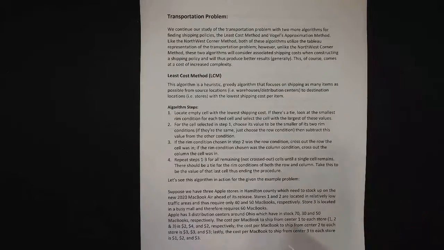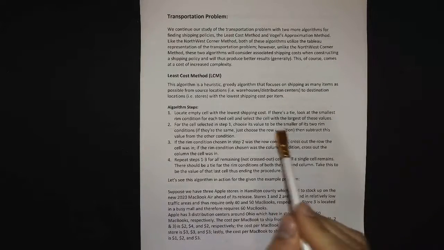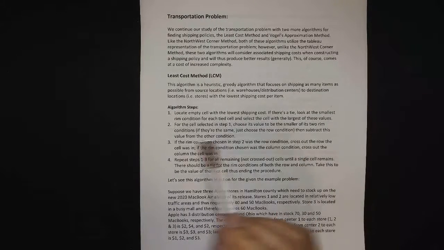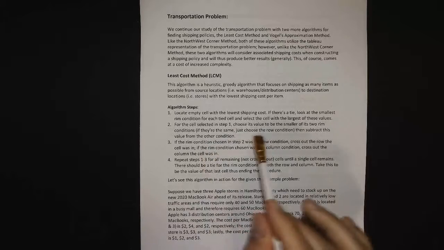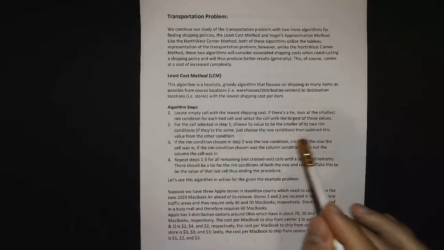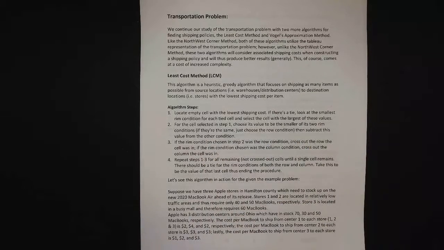Definitely the introduction video. Anyway, we choose its value, the value of that cell, to be the smaller of its two rim conditions. If they're both the same, just choose the row rim condition, then subtract this value from the other condition. Step three, if the rim condition chosen in step two was the row condition, we cross out the row the cell was in, the entire thing from the Tableau. If the rim condition chosen was a column condition, we cross out the entire column the cell was in. This step is identical to one present in the northwest corner method.